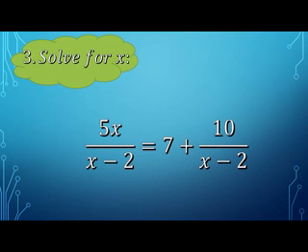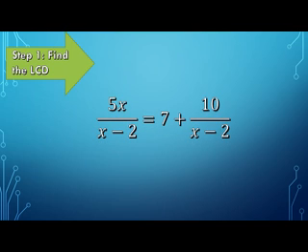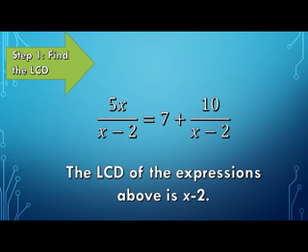So now let's proceed to our last illustrative example, which is number 3, solve for x. So the given is 5x over x minus 2 is equal to 7 plus 10 over x minus 2. The first step is to find the LCD. So 5x over x minus 2 is equal to 7 plus 10 over x minus 2. So the LCD of the expressions above is x minus 2.